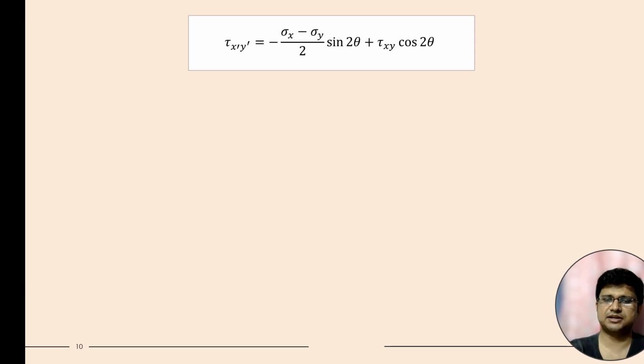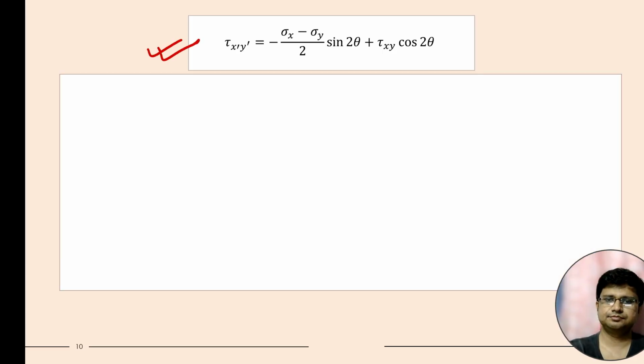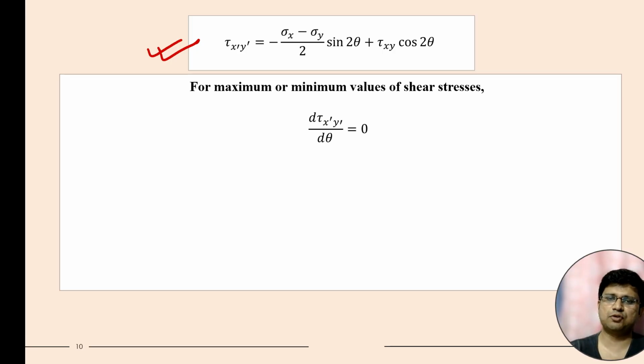The logic is again similar. This is the equation of shear stress. For getting the maximum or minimum value of shear stress, we have to differentiate this particular value with respect to theta. If we differentiate with respect to theta and make it equal to 0, then it will be either maximum or minimum. This is the logic of maximum and minimum.